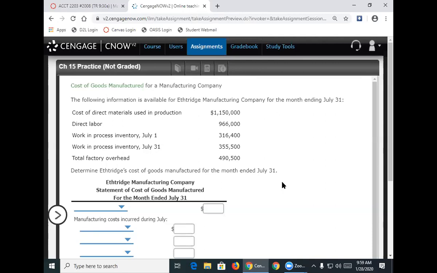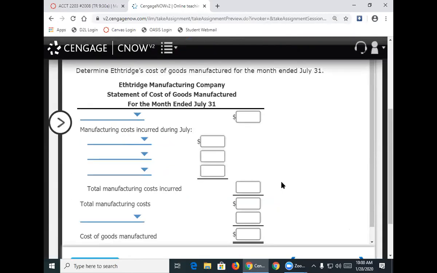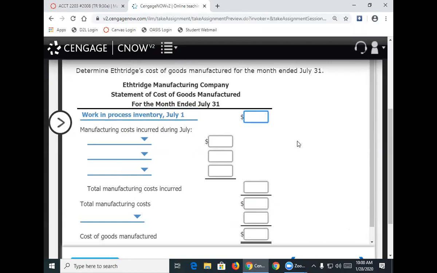So we just solved it with the T account. Now we just need to put it in the statement. Okay, so we just have to put it in the proper format. So what do I list first in my statement of cost of goods manufactured? Work in process for July 1st. Very good. My work in process inventory, July 1st. Well, that's my beginning balance, the 316,400. And then what are my manufacturing costs incurred in the month?